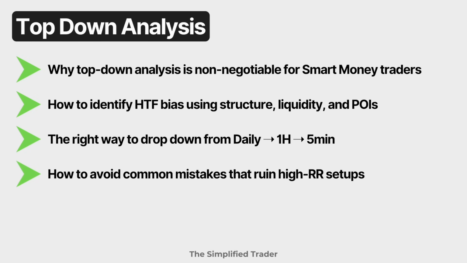We are going to talk about how to avoid common mistakes that ruin high risk to reward setups. One of the biggest mistakes SMC traders make is forcing trades on the lower time frame that completely go against what the higher time frame is doing. Just because you see a change of character on the 5-minute doesn't mean it's a valid trade, especially if it's running into a higher time frame order block. Another mistake is trading order blocks blindly without even considering whether the price is in a premium or discount. That is how you catch the wrong side of the move.